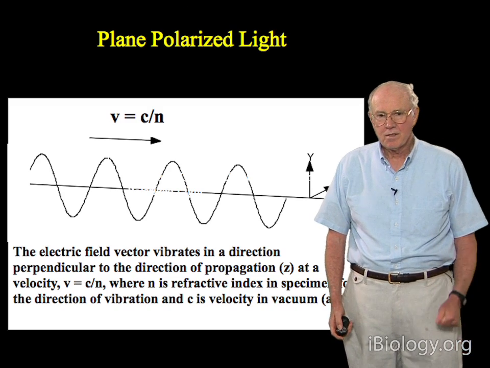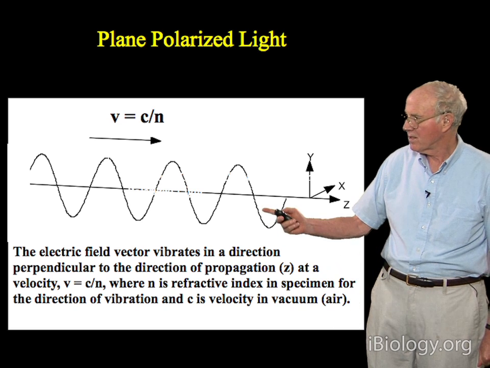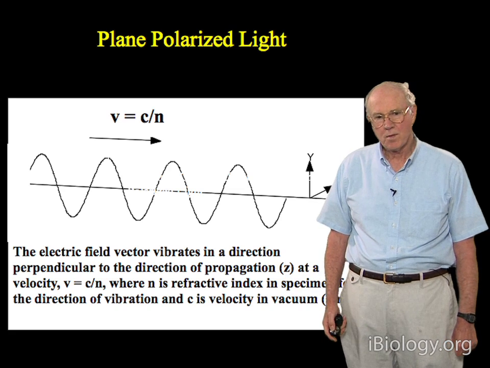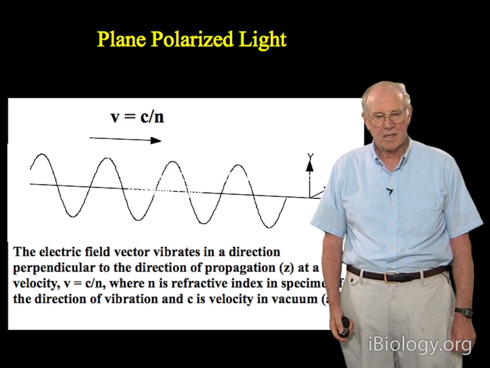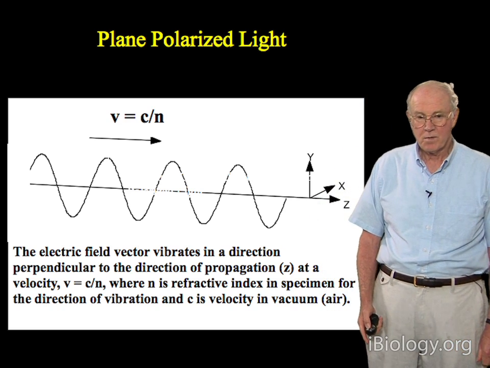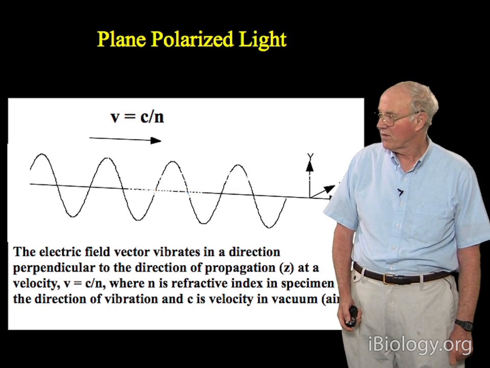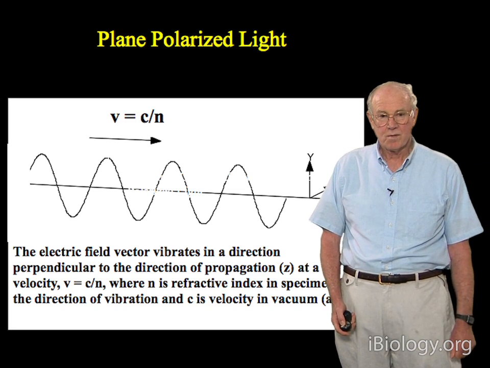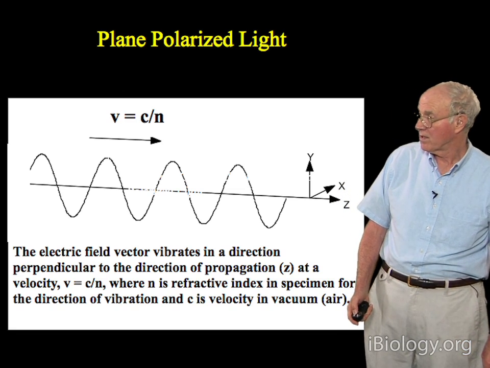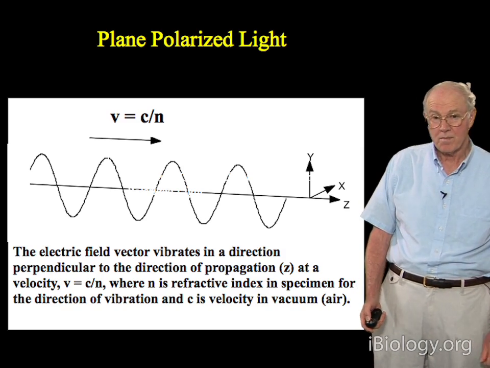Let me begin by reminding you that light propagates, in this case in the z-axis direction, as a transverse vibrating electrical and magnetic wave. The vibrations are perpendicular to the direction of propagation. The velocity of propagation, v, is given by c divided by n, where n is the refractive index and c is the velocity that light would have in a vacuum, or it's very similar in air. And n is the refractive index of the media through which the light is propagating.